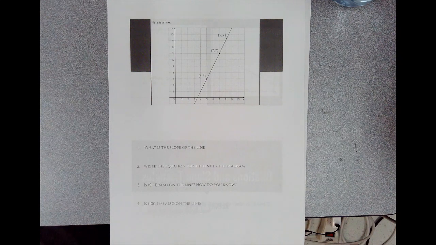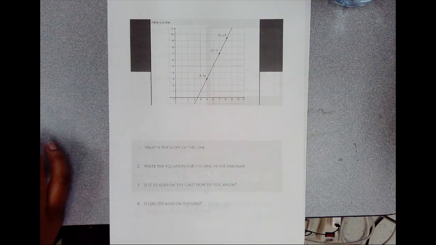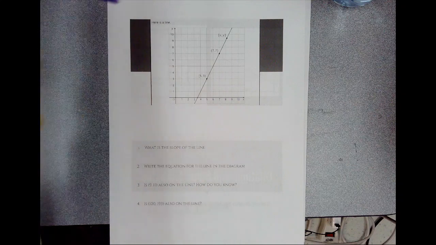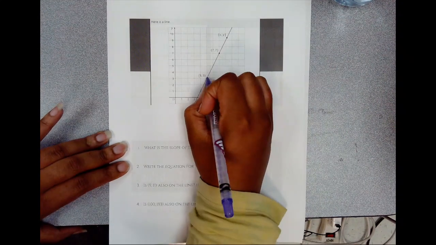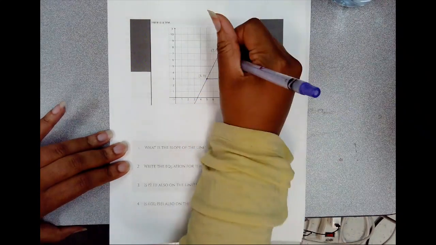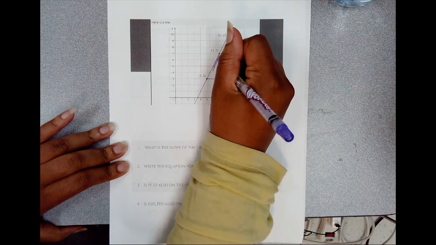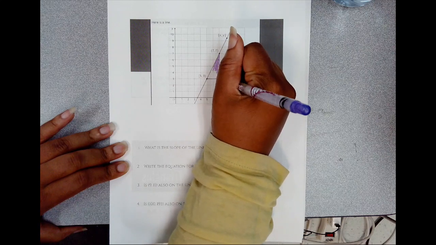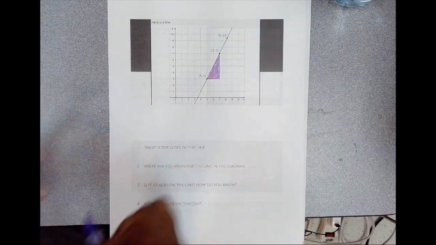So first, let's look at our questions and see if we can answer them here. Question 1 says, what is the slope of the line? In lesson 10 and probably a little bit in lesson 11, we used what's known as slope triangles. If I create a slope triangle, I can use that to help me find the slope of my line. So I'm going to use this point and draw a triangle that will lead me to this point here. So here's my slope triangle, and I can use that to find the slope of my line.